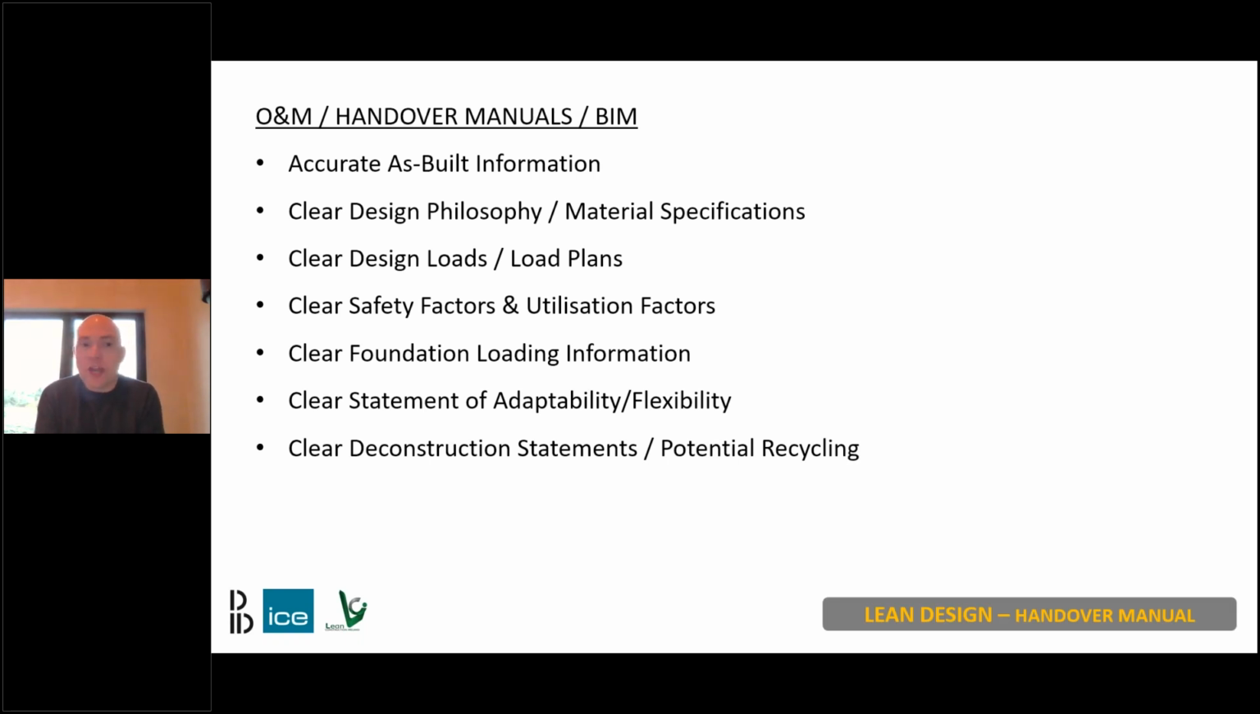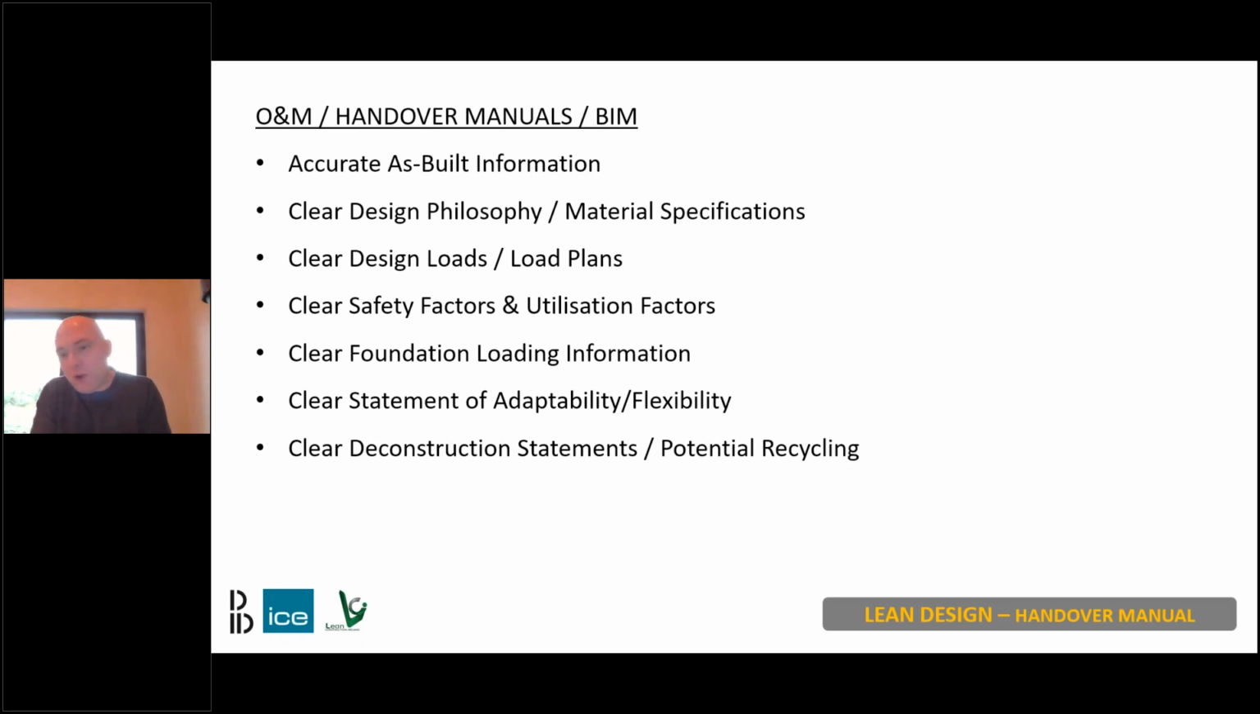Statements of adaptability and flexibility as well, and that links in again with clear deconstruction statements and how we would foresee the building now being potentially recycled in the future. So it's not designing for the here and now, it's actually designing for the future use of the building and producing those statements that will allow someone else to actually consider how the building or how the components of the building could be reused and adapted in the future.